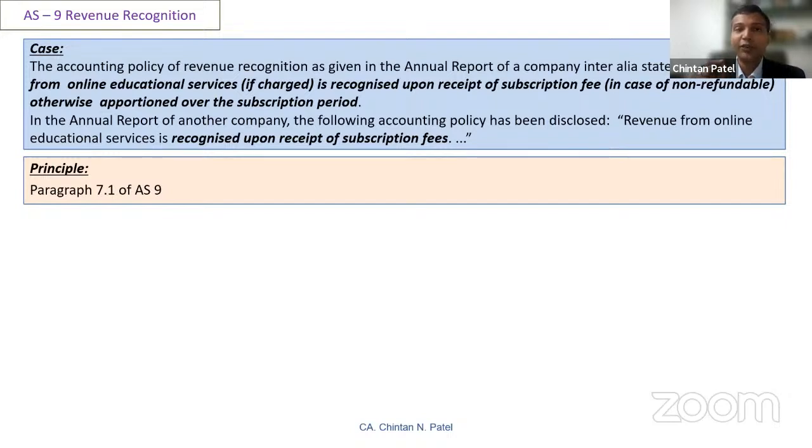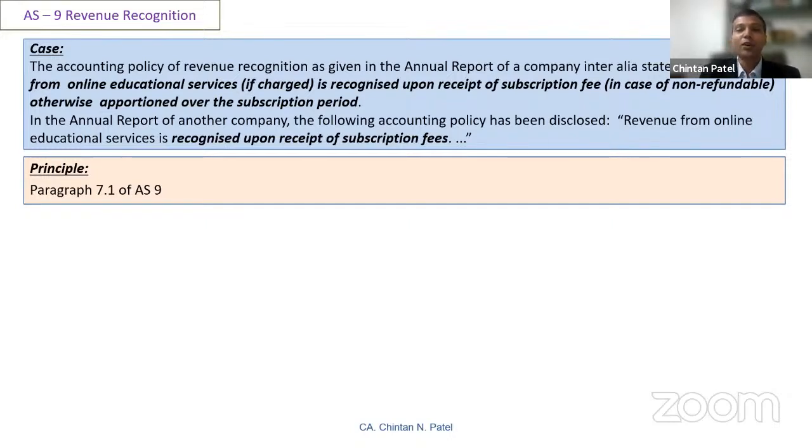Revenue recognition is one of the very important points. Why? Because it affects your top line and also your bottom line. If revenue has been recognized at year end in a way that is not correct, it directly impacts both your top line and bottom line. So the policy of recognition of revenue is again a very important thing.